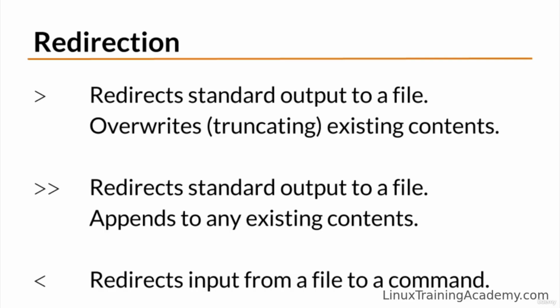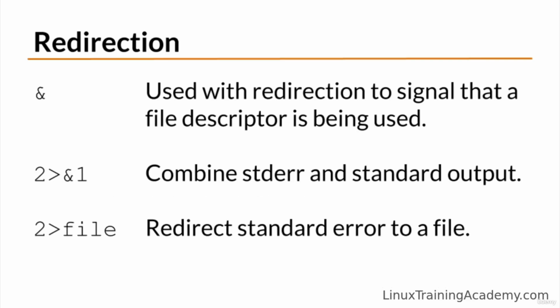When you use two greater than signs, the redirected output will append to the file. Normally with redirection, a file follows the redirection operator. If you want to use a file descriptor instead of a file name, use the ampersand symbol. So instead of redirecting standard error to a file with 2 greater than out.err, for instance, you could redirect it to standard output with 2 greater than ampersand 1. This effectively combines standard error and standard output.